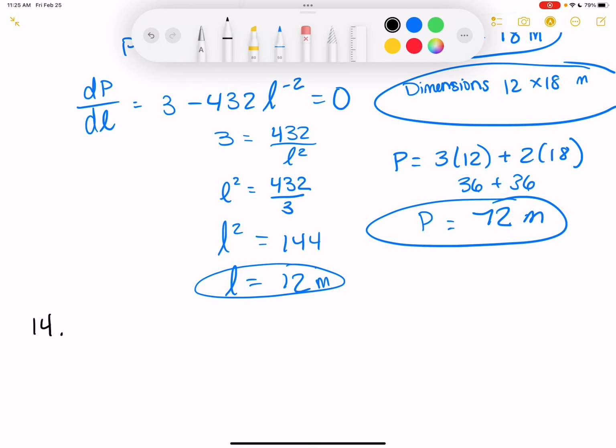All right, so 14, it says the height of an object moving vertically is given by s is equal to negative 16t squared plus 96t plus 112.